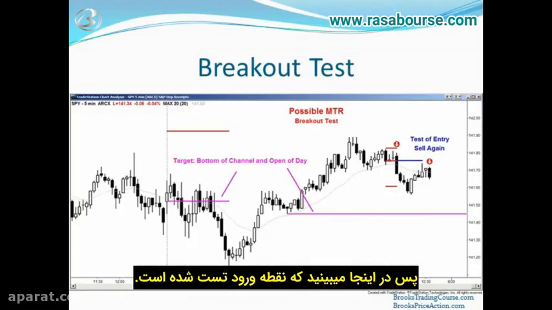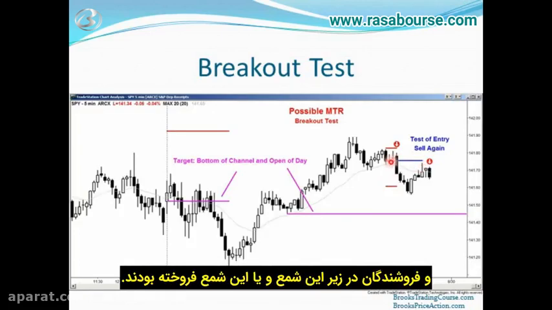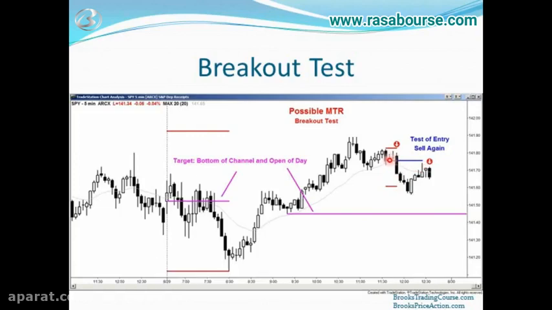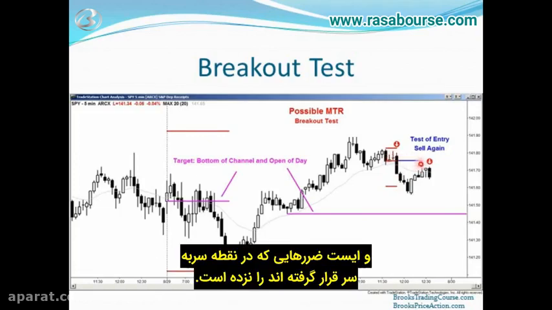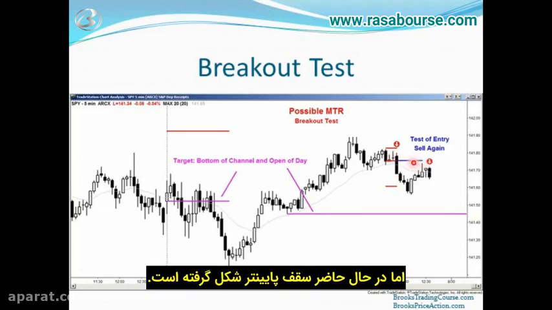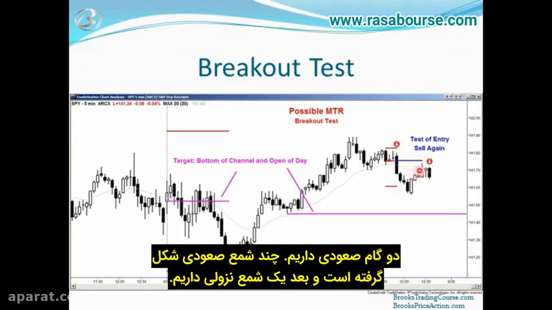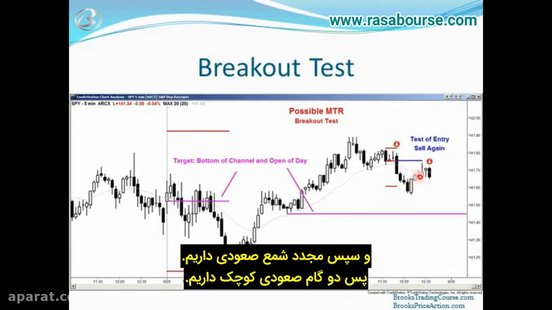So you can see this is testing the area of the entry price for the bears who shorted below this bar or below that bar. And I don't think it hit the break-even stop, but right now we're starting to form a potential lower high. We have 2 pushes up, we have a couple bull bars, and then a bear bar, and then another bull bar. So that's a small 2-legged rally.